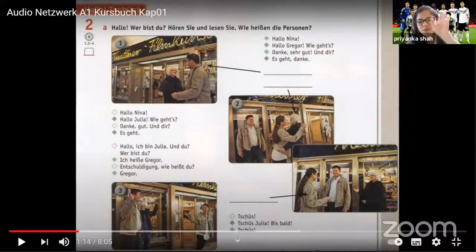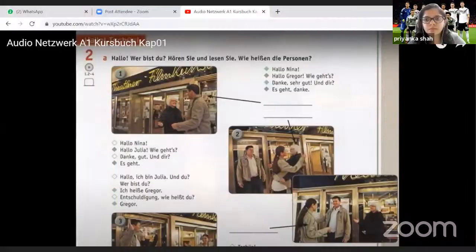Okay, so they are saying tschüss. Bis bald means, see you soon. So this is how you greet each other in the German language. Okay, let us continue.